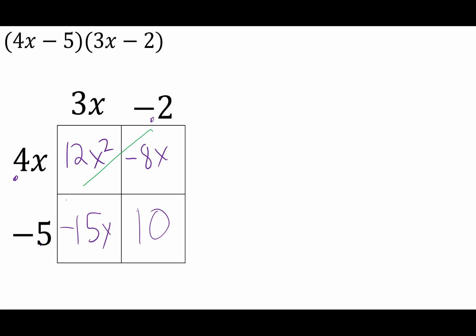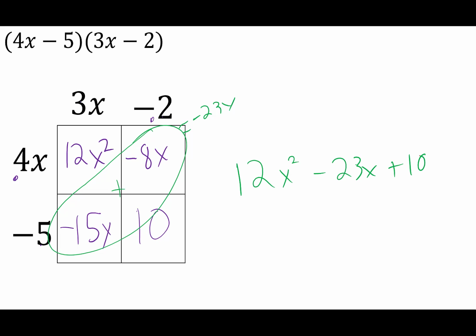So again, I can add along that diagonal, and negative 15 plus a negative 8 is a negative 23, so I have a negative 23x there. So I get 12x squared minus 23x plus 10.